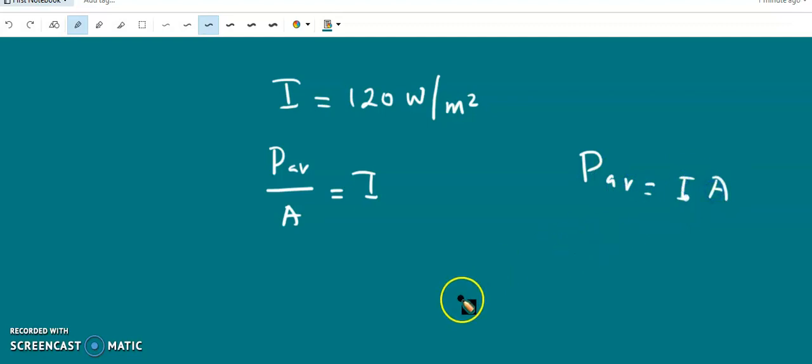We know that the intensity is the average power per unit area. From its dimension itself, we can see that it is watt per meter square, power per unit area. So P average per area gives the intensity. Therefore the average power can be calculated as I into A. And the radius of the sodium atom is given. R is equal to 0.1 nanometer, that is 0.1 into 10 to the power minus 9 meters.